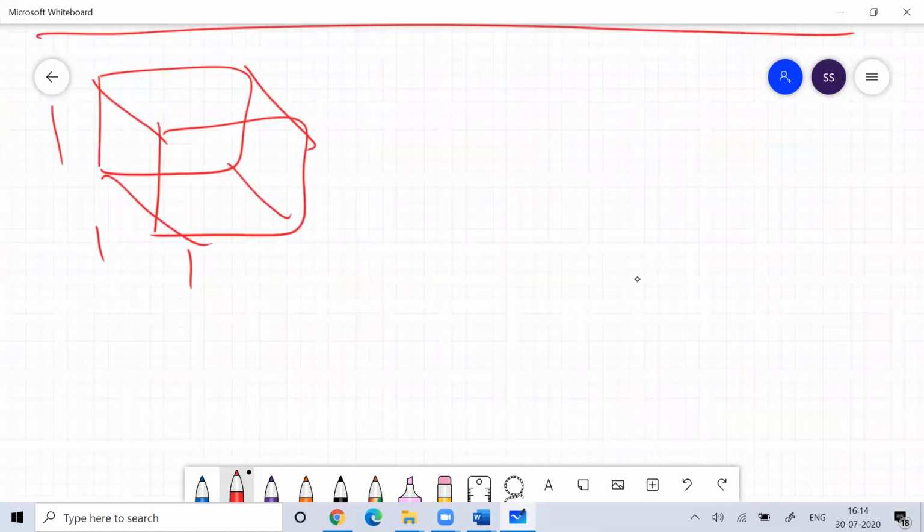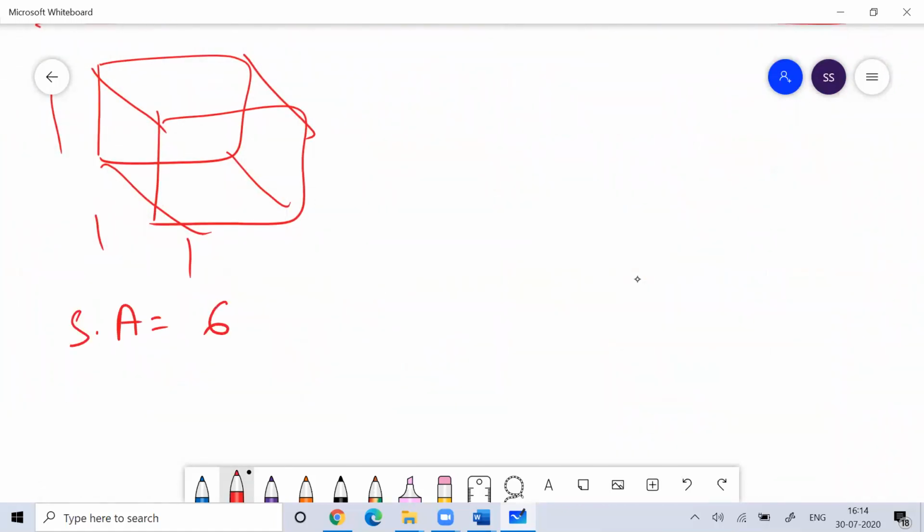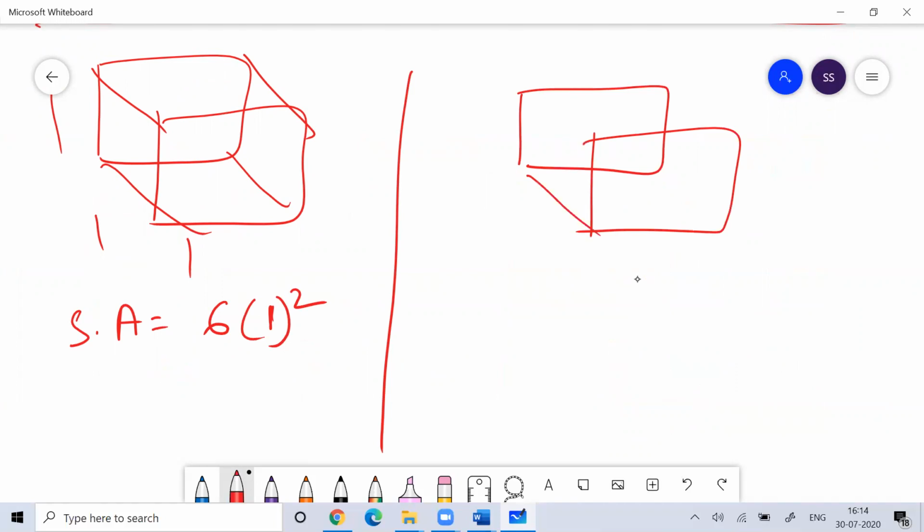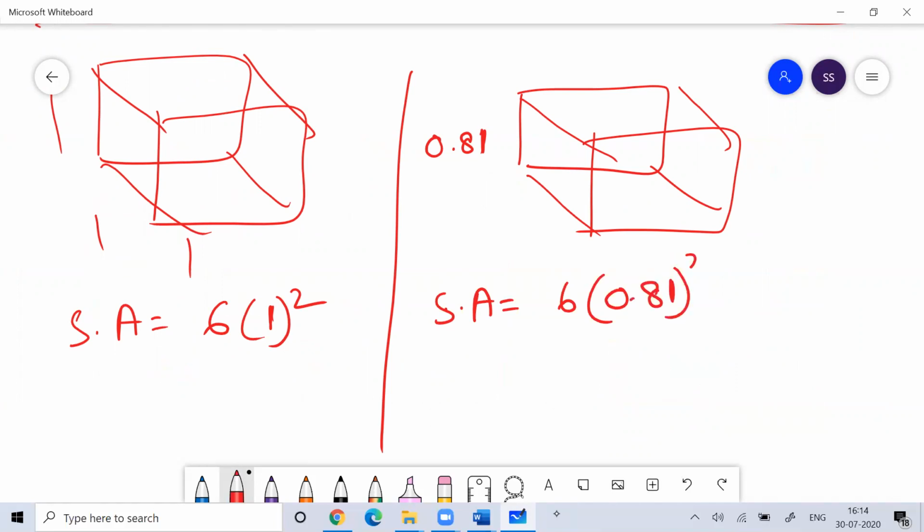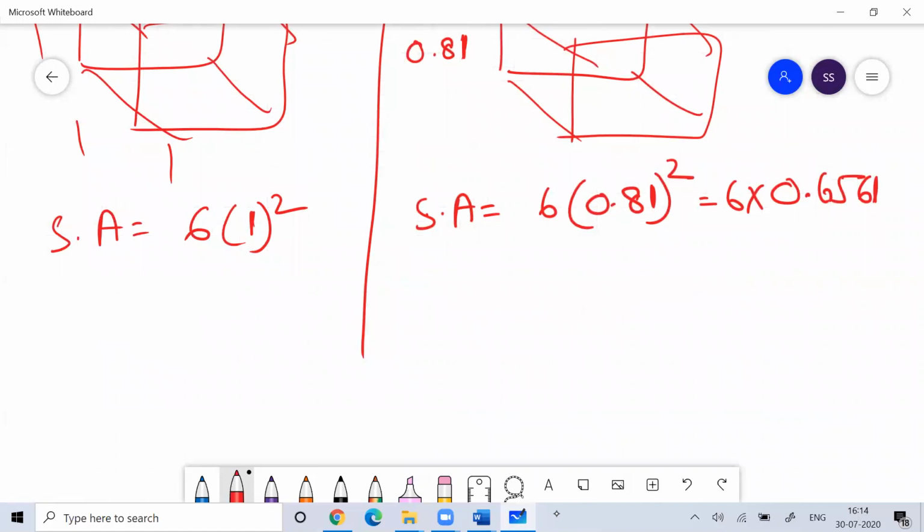So the surface area of this is 6a square. Now if the edge decreased by 19%, it becomes 0.81. So now the surface area will be 6a square, meaning 6 into 0.81 square. 0.81 square, 81 square, is 6561. It becomes this much. Now how much does your surface area decrease? Here 6 is constant, so you can ignore it. What is the percentage decrease in surface area? This is actually a percentage problem.